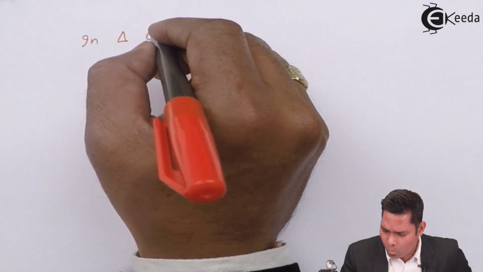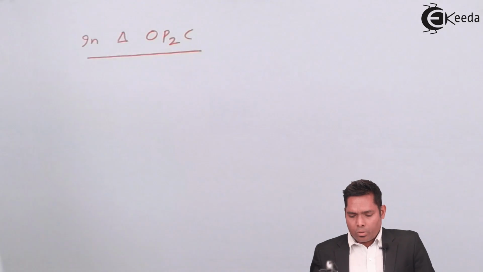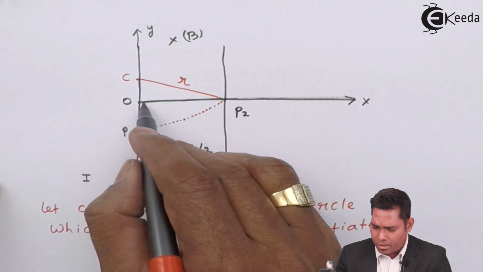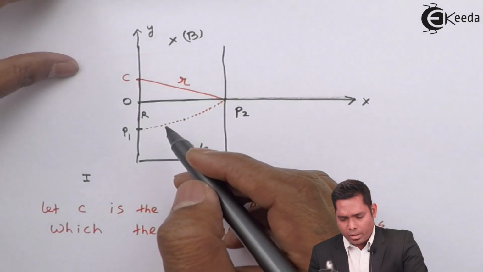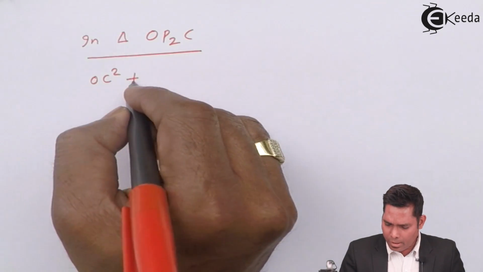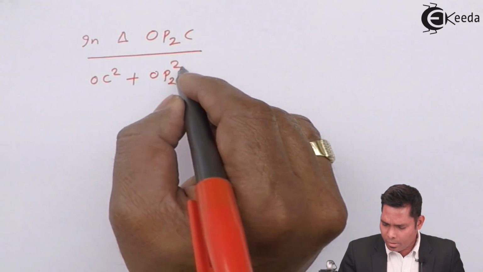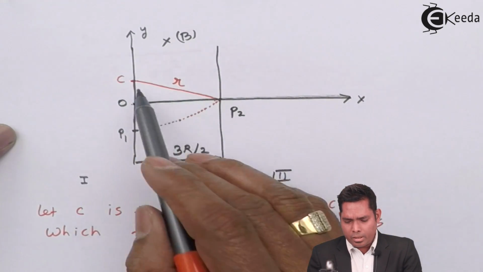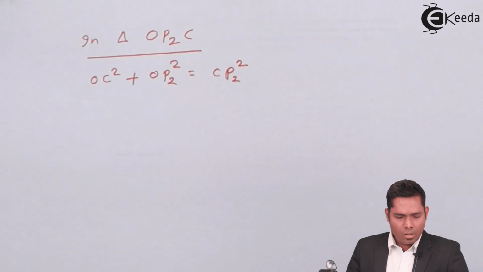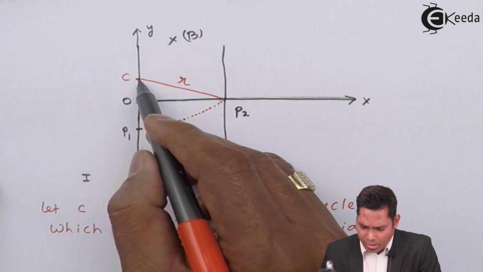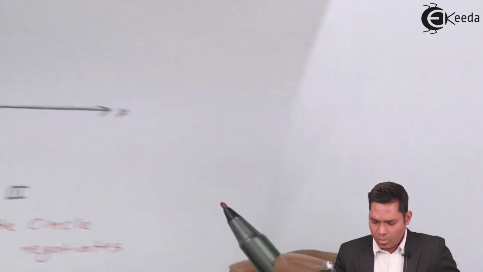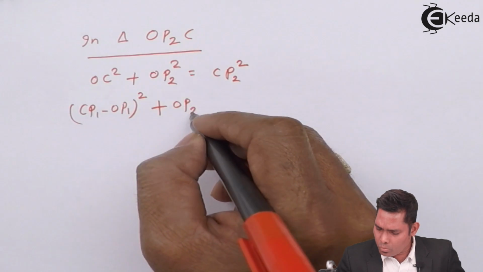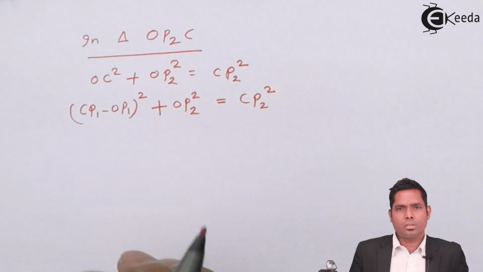In triangle O P2 C, you can see that the sum of the square of this plus this is the square of this. That is the Pythagoras theorem. That is OC square plus OP2 square is CP2 square. Just have a look. Now, what is OC? OC I can write as CP1 minus OP1. So CP1 minus OP1, the whole square, plus OP2 square equals CP2 square. This is the situation so far.